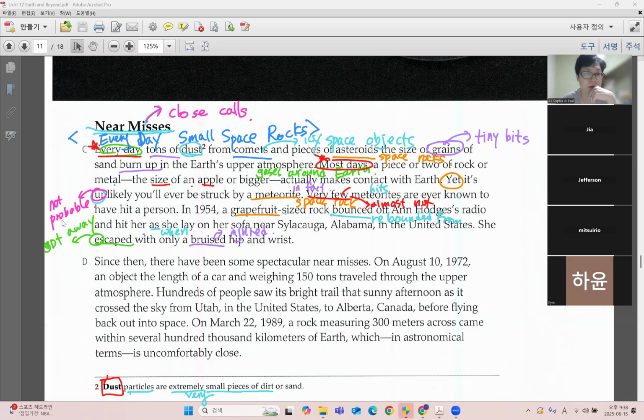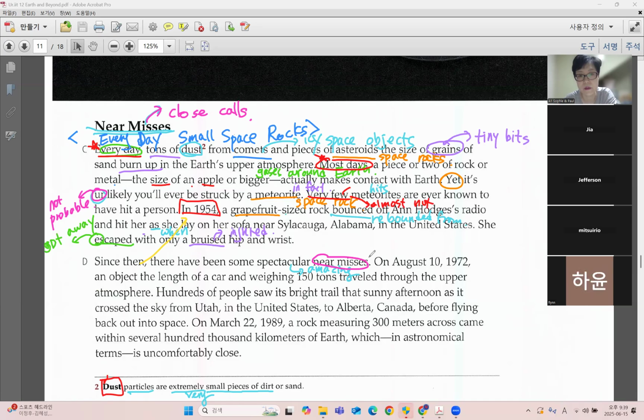And next one, since then, since when? Everybody, since when? Since 1954. Yeah, there have been some spectacular near misses. What does spectacular mean? Excellent. Amazing. Okay, what are the near misses?